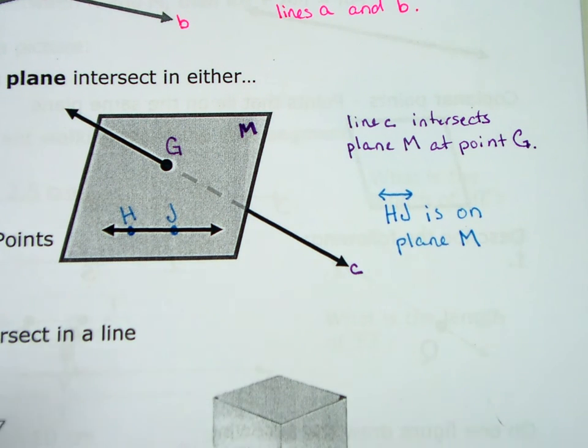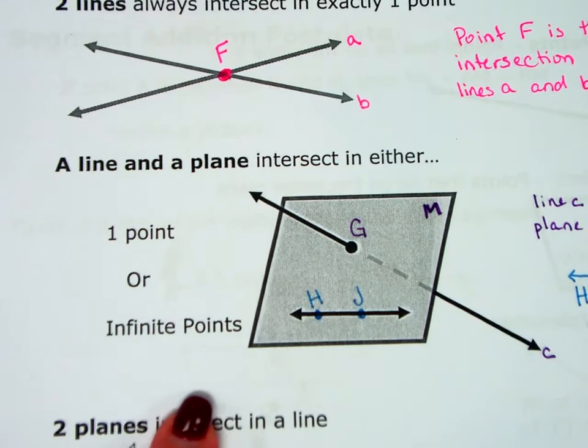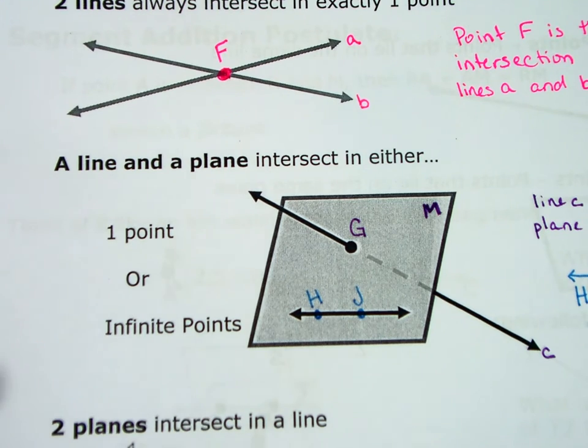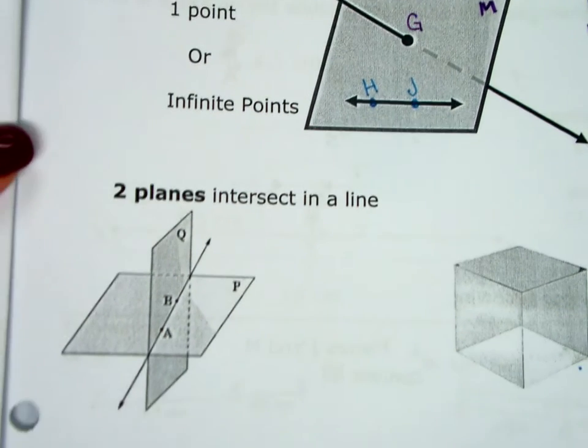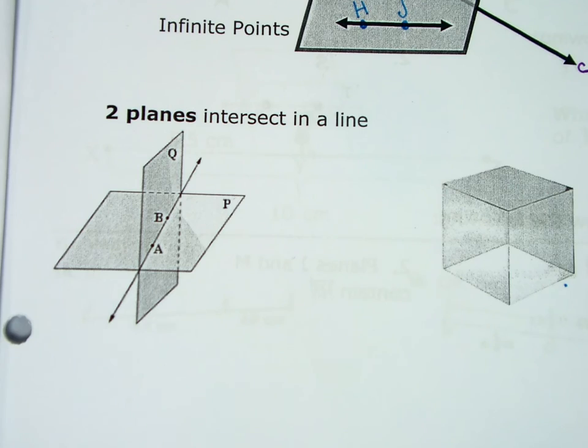All right, so we talked about what happens when two lines intersect. We talked about what happens when one line intersects a plane. Now we're going to talk about what happens when two planes intersect. And it tells us two planes intersect in a line.